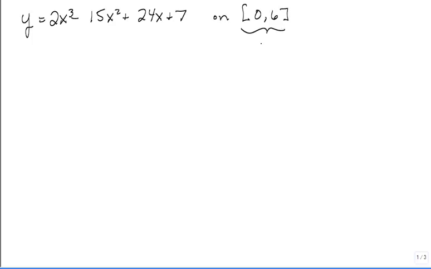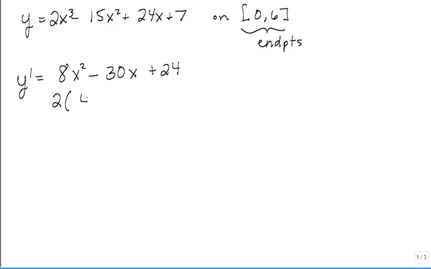Let's try another one on an interval. Here we have 2x cubed minus 15x squared plus 24x plus 7 on the interval [0, 6]. So these have endpoints, so we're going to have to check our endpoints too. The first thing we're going to do is take the derivative, but keep in mind we've got to check the endpoints. We can factor out a 2 here, I think.